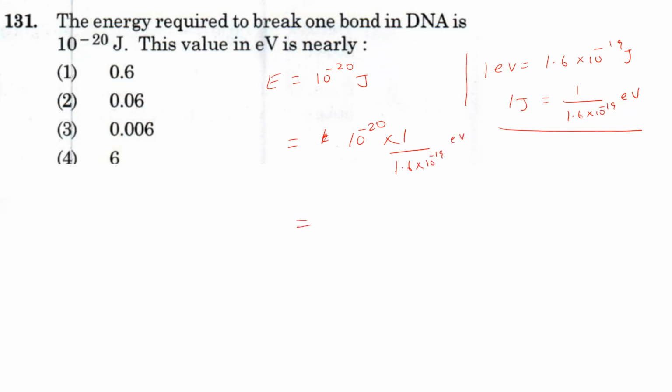By simplifying this, we will get 0.06 electron volt. Second option is correct. Here only one thing we should know: 1 electron volt is equal to 1.6 into 10 power minus 19 joule. From this relation, we can convert joule into electron volt.